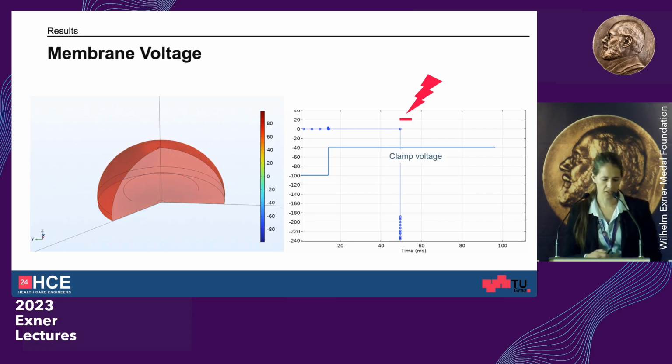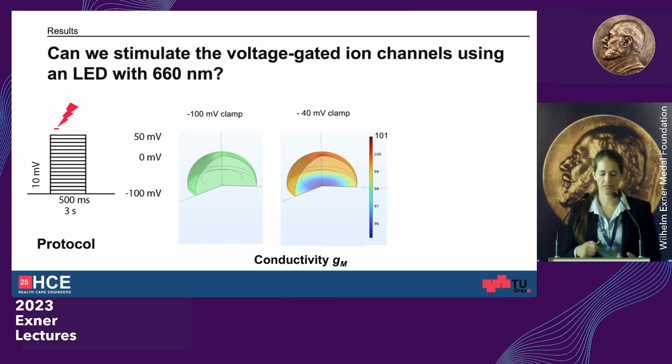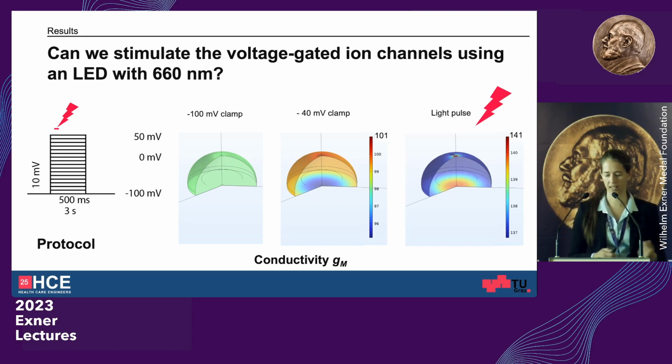So I'm now trying to answer the question, can we stimulate these voltage-gated ion channels using an LED? And the answer is yes, of course. So at minus 100 millivolt, all the ion channels are closed. At minus 40 millivolt, we can already see that the ion channels start opening, so we get higher conductivity of the ion channel, and if we switch the light on, we can again push the conductivity of the channel, in this case by about 40%.